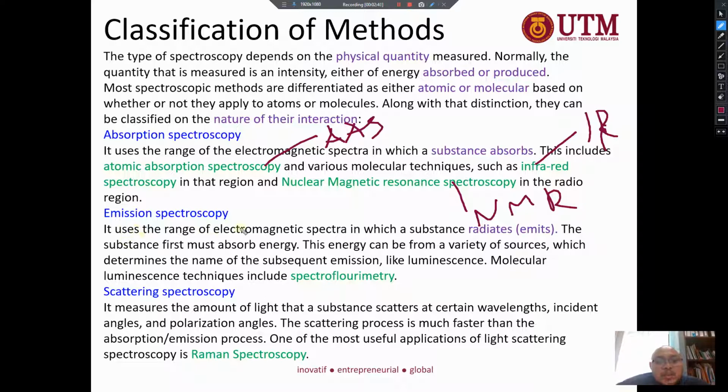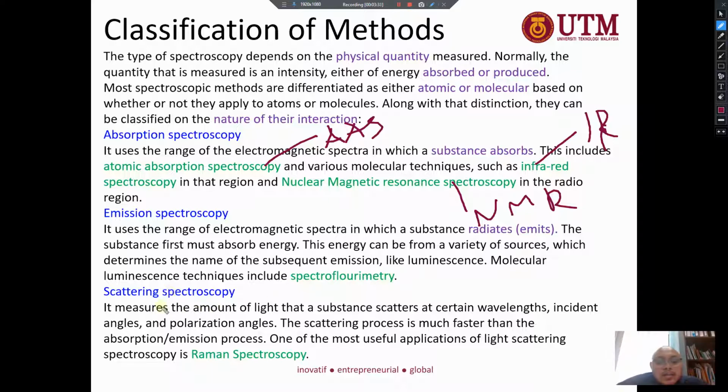In emission spectroscopy, it uses the range of electromagnetic spectra in which a substance radiates. Before this, in absorption, it is the range in which a substance absorbs, and in emission, the range in which a substance emits. The substance must first absorb energy before it can emit. The energy can come from a variety of sources, which determines the name of the subsequent emission, like luminescence and other things. An example of an emission spectroscopy technique is molecular luminescence, which includes spectrophotometry, and I think the most common is fluorescence UV. That is another common thing you can hear.